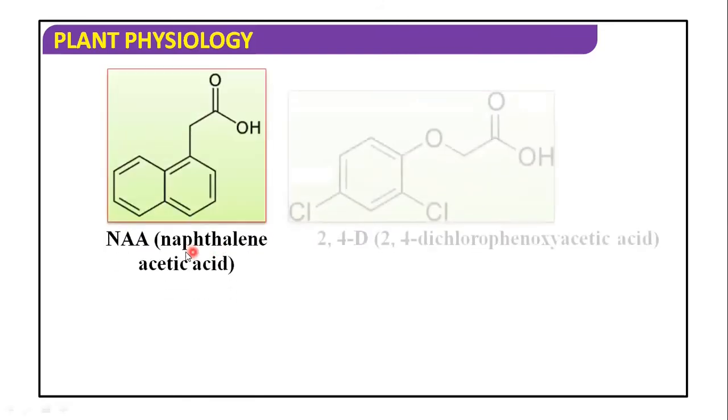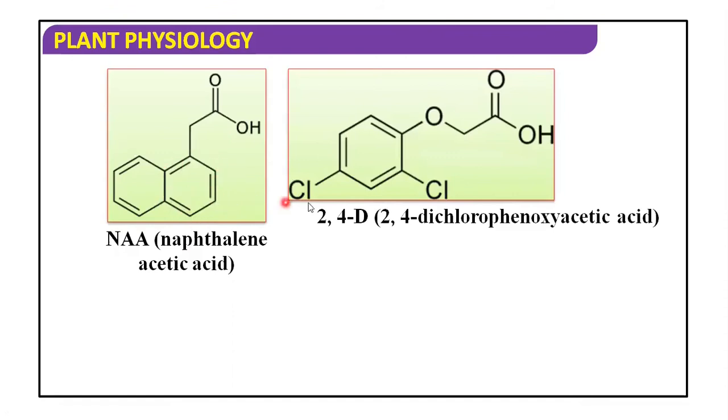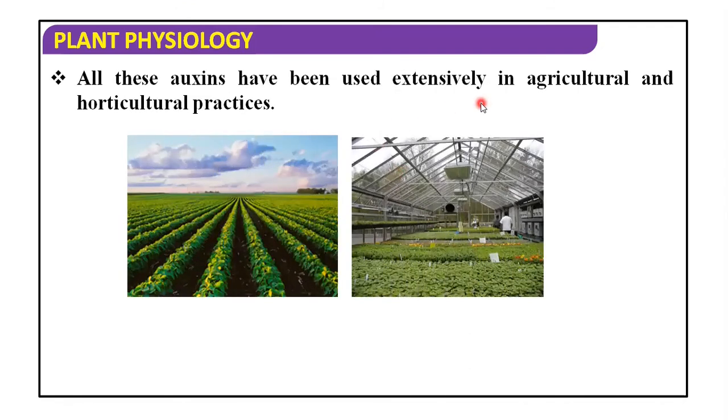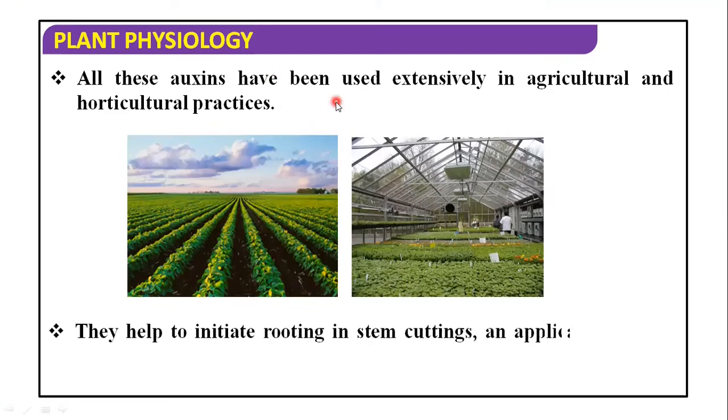Naphthalene acetic acid, NAA, this is the structure of naphthalene, a double ring structure, and 2,4-D, dichlorophenoxyacetic acid. Both of these are synthetic auxins. Now, all these auxins have been used extensively in agricultural and horticultural practices. This auxin hormone is useful in agricultural and horticultural practices.